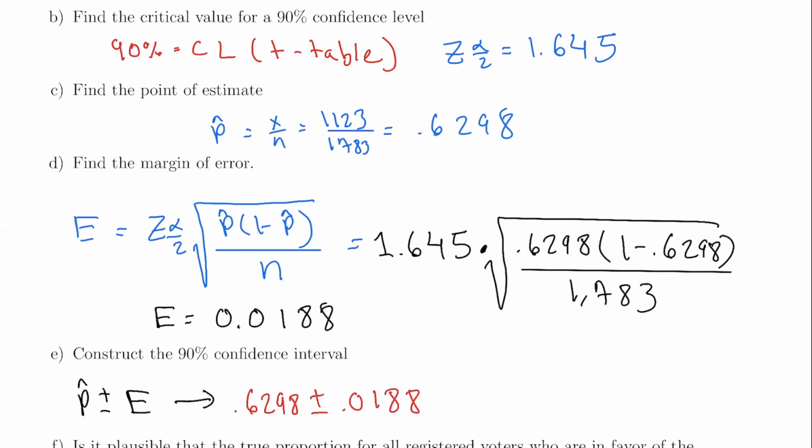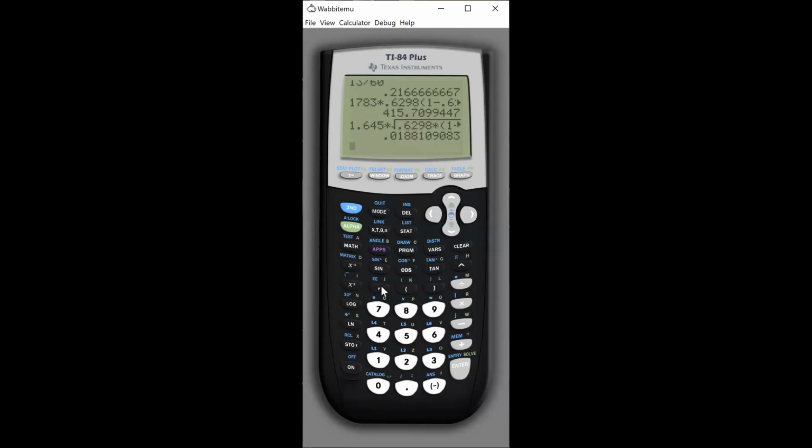All right, so I'm gonna go back to the TI-83. I'm gonna do that calculation, and that's gonna be our confidence interval. So we're gonna get 0.6298 minus 0.0188. If you do that, you get 0.611. I'm gonna do this operation again. The only thing that's gonna change, instead of having a negative, I wanna make it into a positive. So you get 0.6486. All right, so that's our confidence interval.